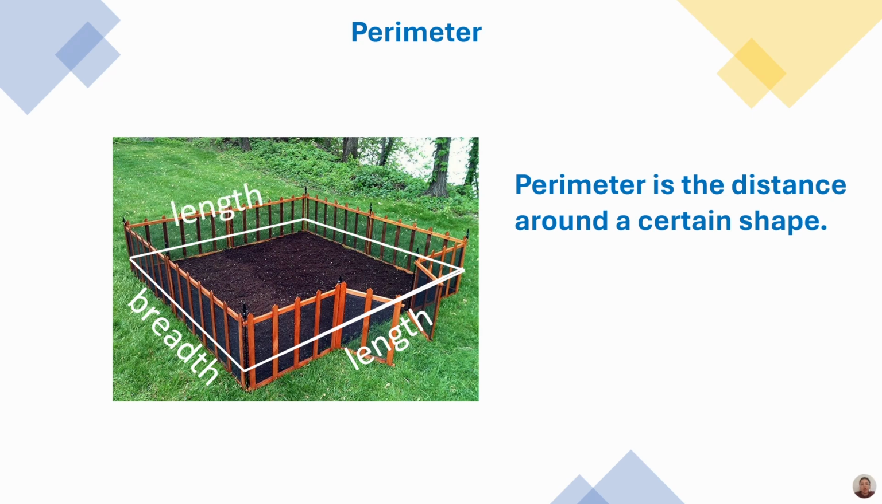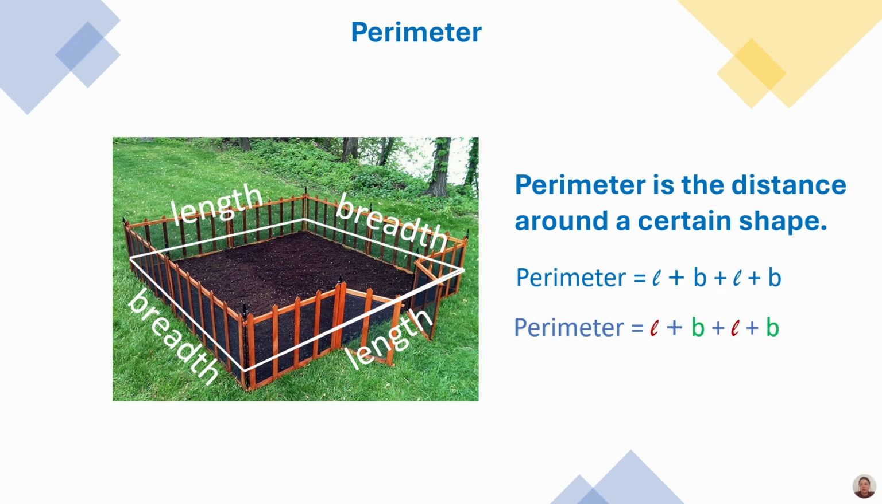Okay, now the opposite sides in a rectangle are equal. So we have two lengths that would be the same measurement. And then we would have two breadths that would be the same measurement. Now, obviously, we need a formula to calculate it. So we're going to say perimeter is equal to length plus breadth plus length plus breadth. And we saw that there were two lengths and there were two breadths.